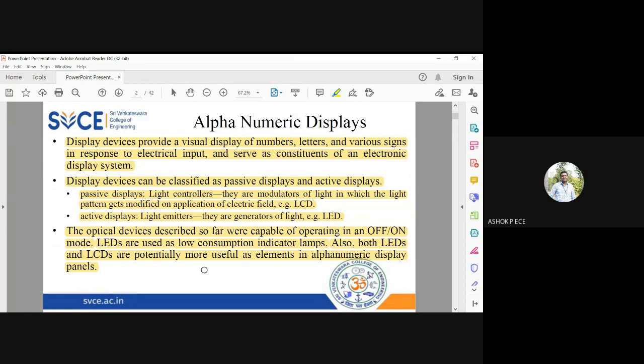LCDs were once used, but LCDs have a lot of drawbacks, so we don't use LCD as a display device nowadays in TVs, laptops, or computers anywhere. We use LED because the power consumption is less, the brightness the LED gives is very, very good, and it is not going to affect your eyes also. So we have to consider all these factors while choosing the display units.